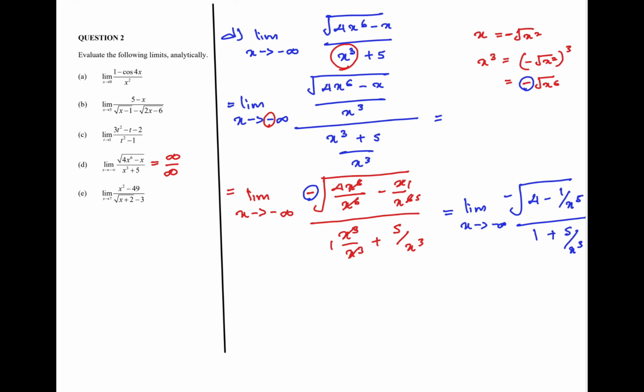And then we substitute infinity for the x value. So we get negative square root of 4 minus 0, because 1 divided by infinity is 0, divided by 1 plus 0. So we get negative square root of 4, which also equals negative 2. So that is the answer for question D.